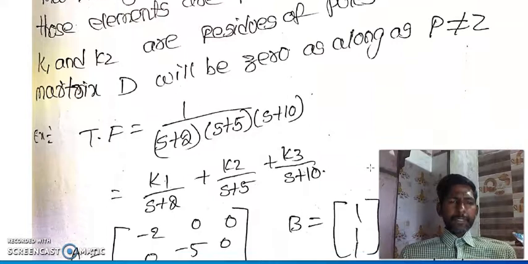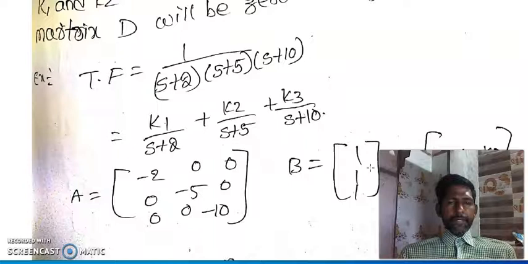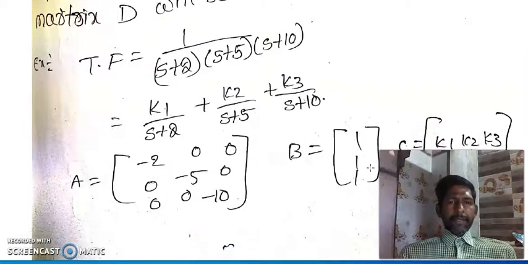The next problem is the transfer function equal to 1 divided by s plus 2 into s plus 5 into s plus 10. Represent this in the form of partial fractions as k1 divided by s plus 2 plus k2 divided by s plus 5 plus k3 divided by s plus 10. To find state model, we would like to find the matrices A, B, C, D. Matrix A is always diagonal elements.